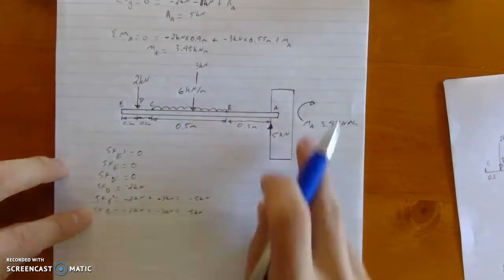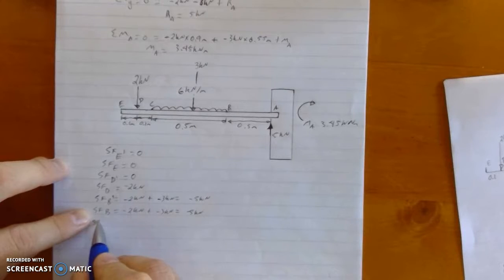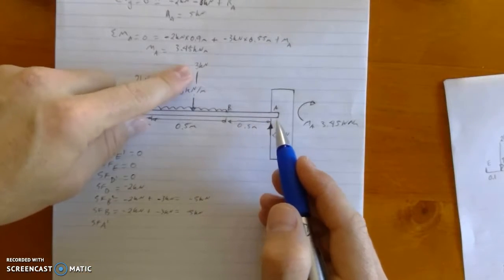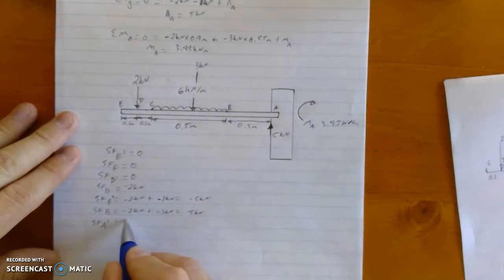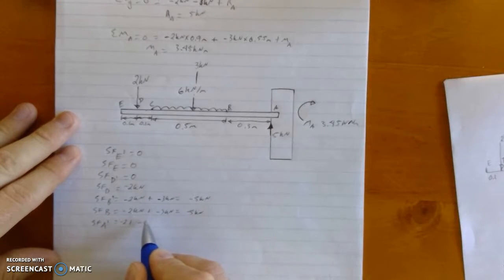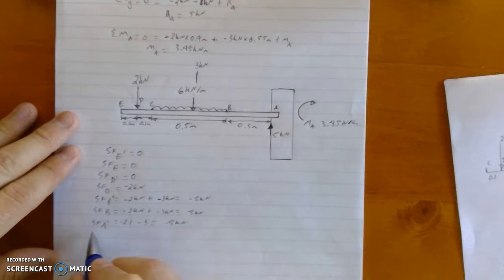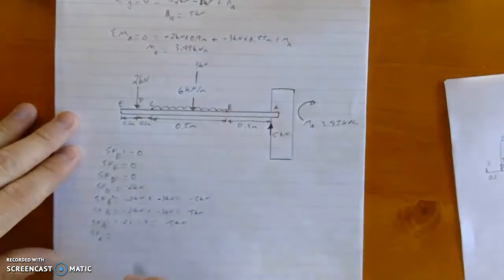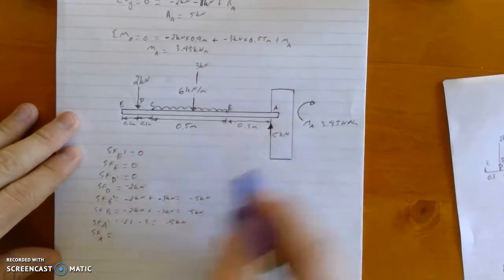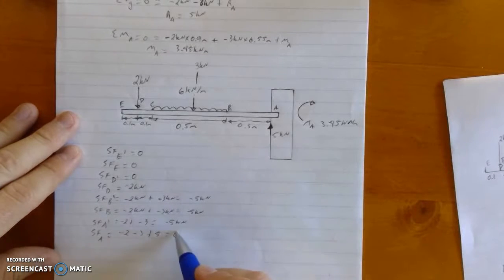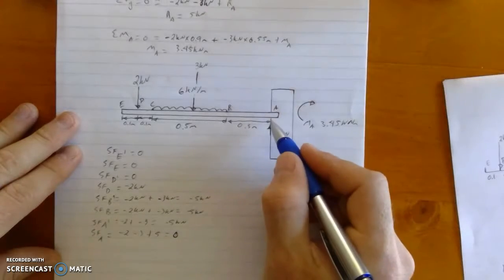Okay, now at point A prime, just to the left of it, you have negative 2, negative 3, so it's negative 5 kilonewtons. And just to the right of it, you now have to count in the 5 kilonewtons. So you get negative 2, negative 3 plus 5, which is 0. So there's no shear force at this point here.